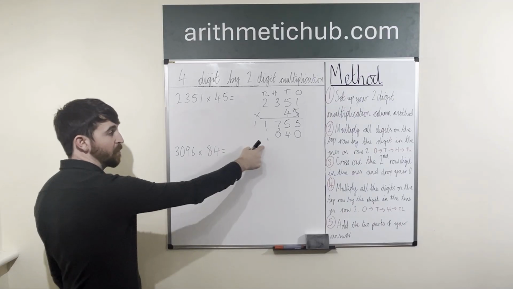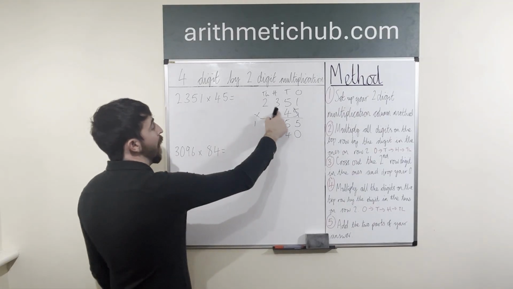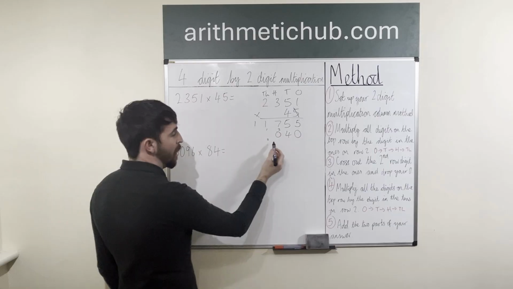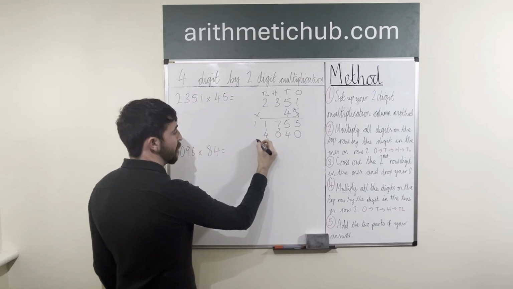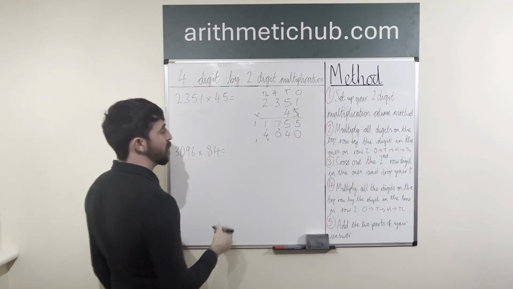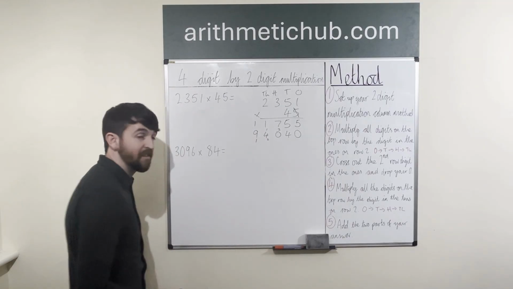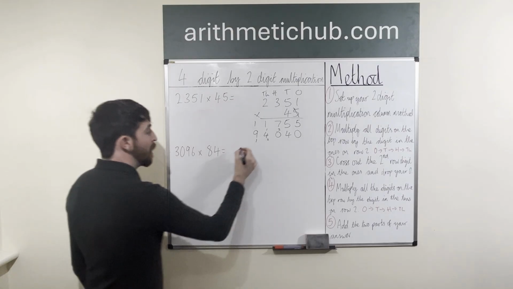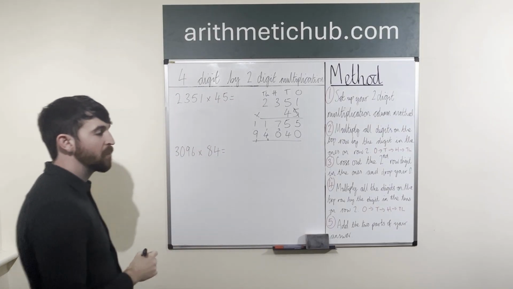Again, keep it small because we're going to need this line as well. 3 times 4 is going to give me 12. Add the 2 is going to give me 14. 2 times 4 is going to give me 8. Add the 1 is going to give me 9. I'm going to rule these off here, and now I'm going to do the final part.